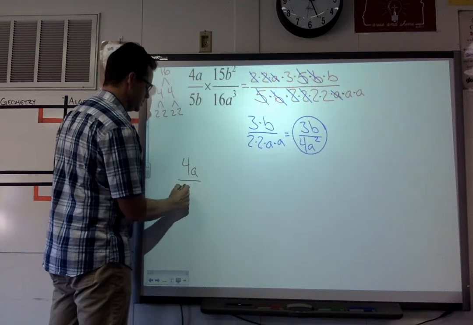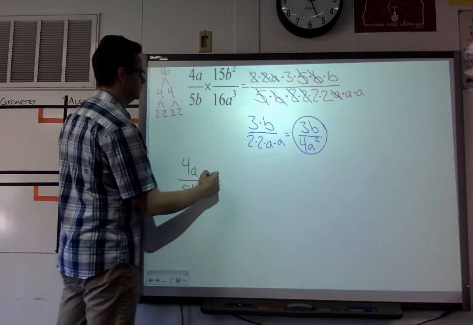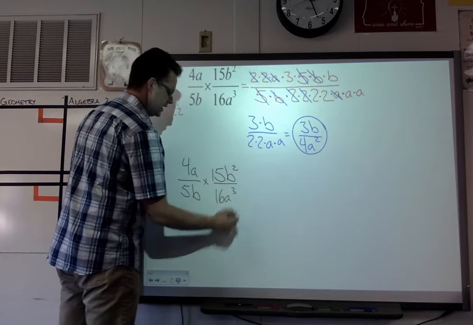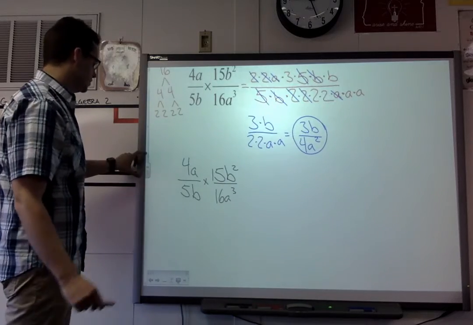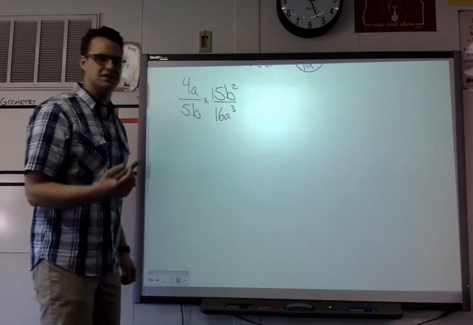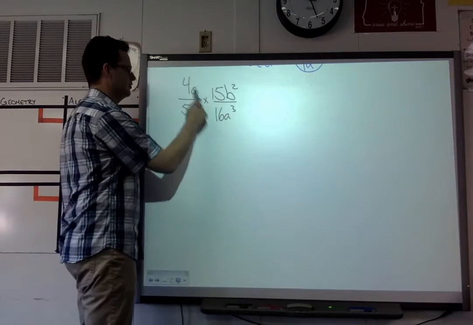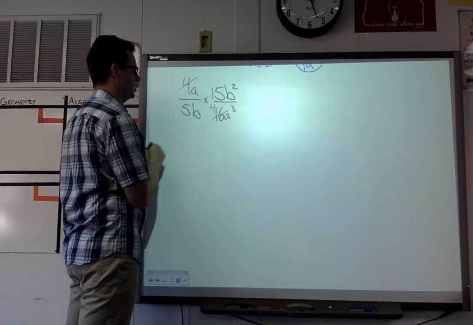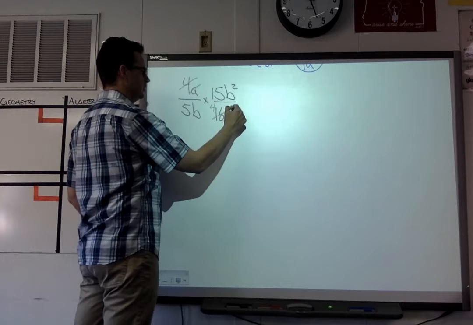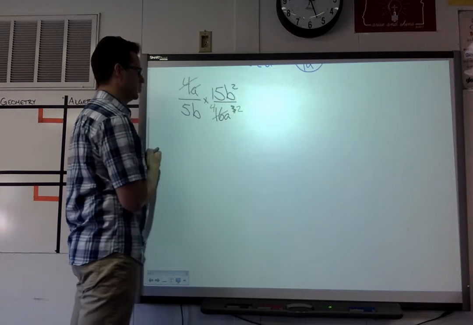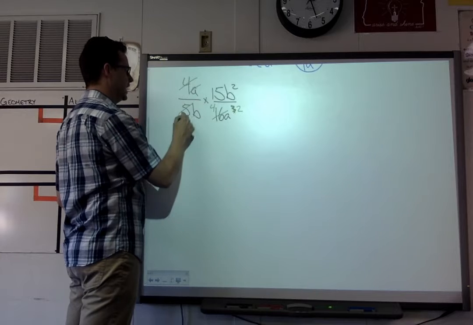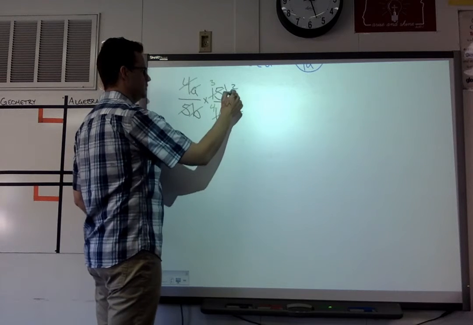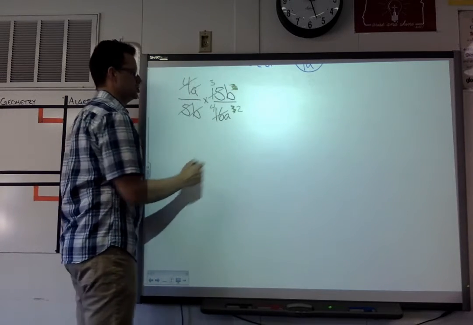We have 4a over 5b times 15b squared over 16a cubed. Now, just like multiplying fractions normally, we can simplify before we multiply. We simplify diagonally. So our 4 would cancel, our 16 would become a 4, our a would cancel, our a cubed would become a squared. Then if we look at these two, 5 divided by 5 would cancel, 15 would become 3, this b would cancel, our b squared would become just a b.